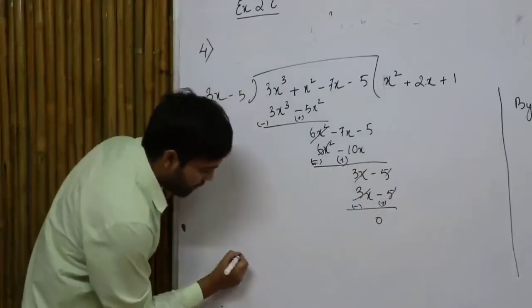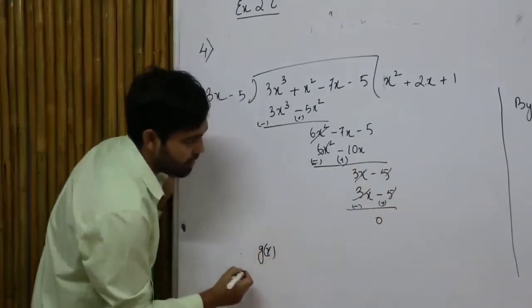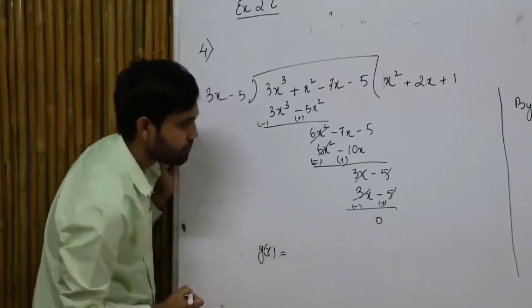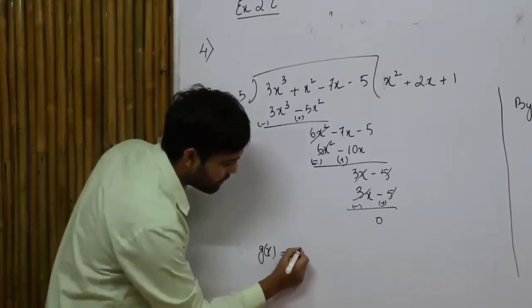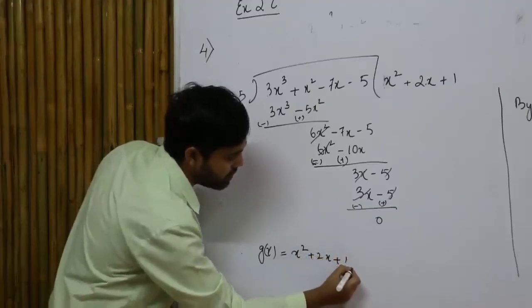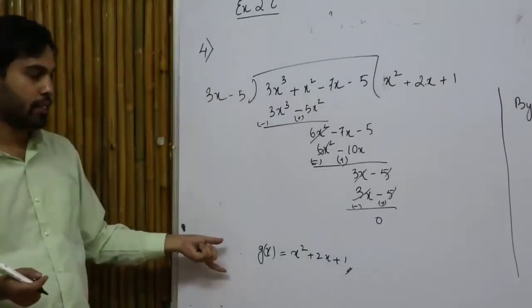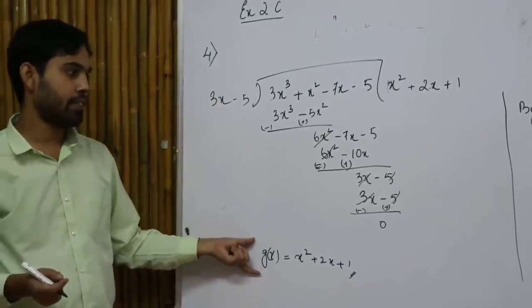Okay. So therefore g of x is equal to x squared plus 2x plus 1. So this is the solution of the question. The question was asking us to find out the value of gx. This is the value of gx.